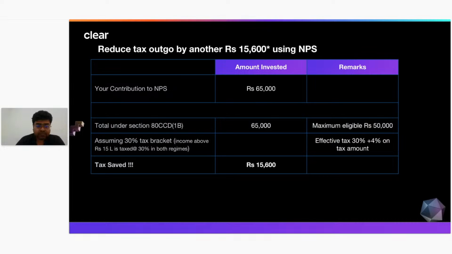Now, for this purpose, we have assumed that the effective tax rate for you is coming to 30% and 4% education cess on the tax amount. In the earlier example, we have already exhausted 1,50,000 rupees. Now, if I am investing in NPS as well, then I will be getting the benefit of investing in NPS. However, the amount will be limited to 50,000 rupees. And by that, I will be able to save another 15,000.